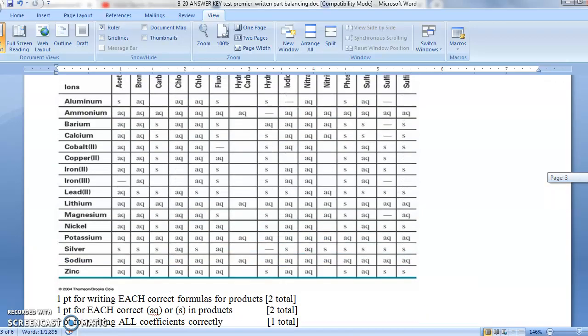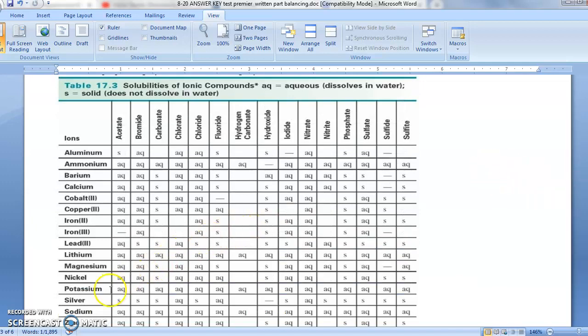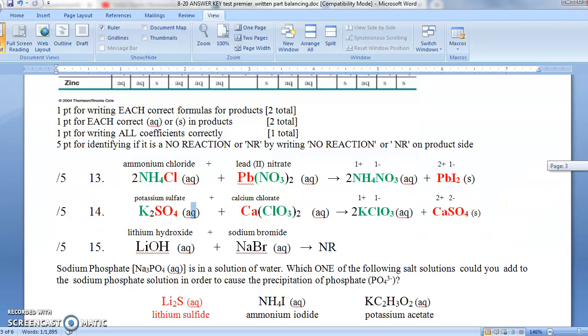Is it aqueous? We come up to potassium. There's potassium. We go over to the sulfate column right here. Potassium sulfate is able to stay in solution. Water can keep them pulled apart. Here's calcium chlorate, Ca, alkaline earth metals, family Roman 2. They're 2 plus. That's where this 2 came from. They crossed the 2. The chlorate ion we learned long ago was ClO3. It's 1 minus. That is why there's no subscript after the calcium. It's only a 1, and when it's a 1, they don't write it.